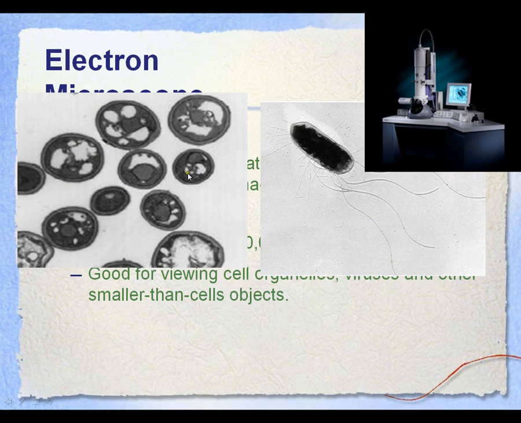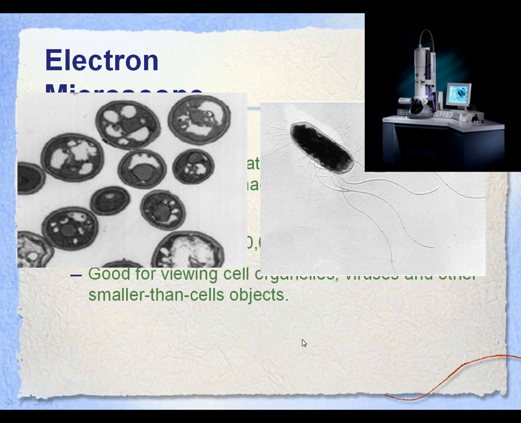Here's the picture of the yeast cells that we saw in the last slide with an electron microscope. We can actually see inside the cells and we can pick out some of the shapes. This is that E. coli bacteria that was on the last slide, and we can actually see some of the flagella and cilia that's on this E. coli bacteria with the electron microscope.